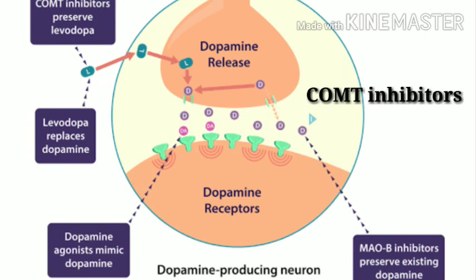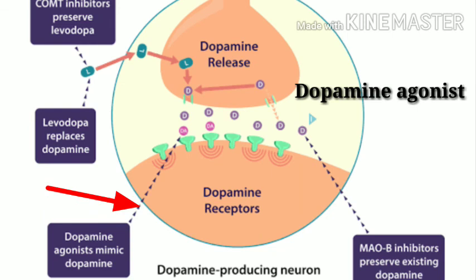COMT is an enzyme that metabolizes or degrades neurotransmitters such as dopamine. COMT inhibitors block the action of COMT enzymes. Tolcapone and entacapone are the two COMT inhibitors that are used to treat Parkinson's disease. Another drug is dopamine agonist. Dopamine agonists mimic the effect of dopamine by binding to the dopamine receptors.